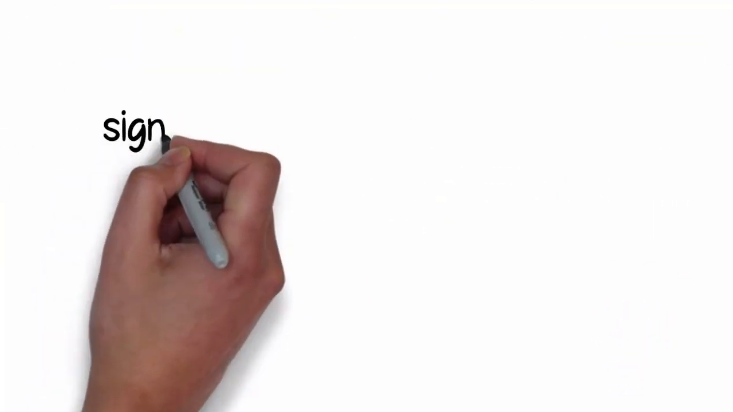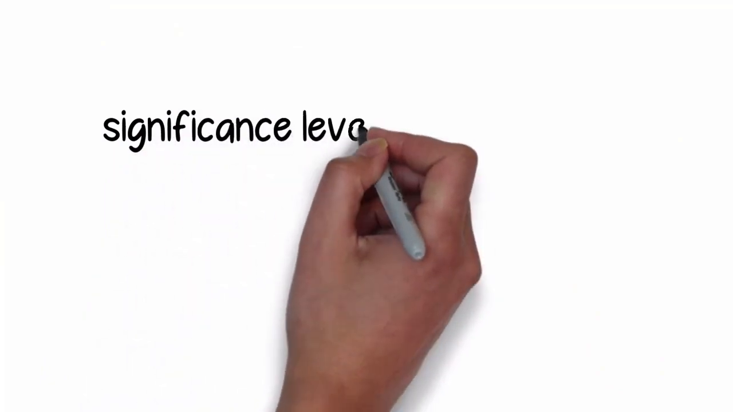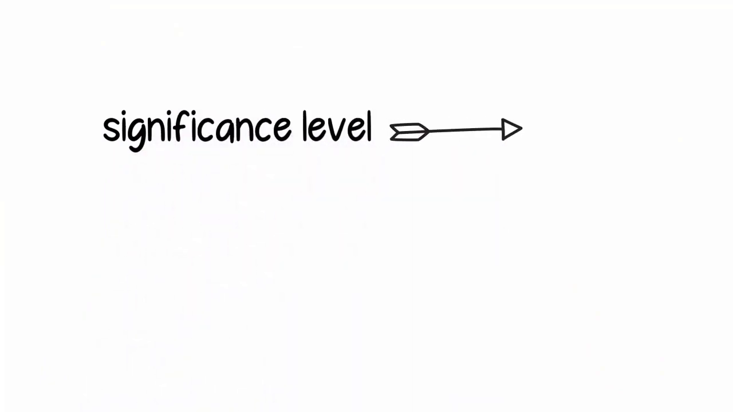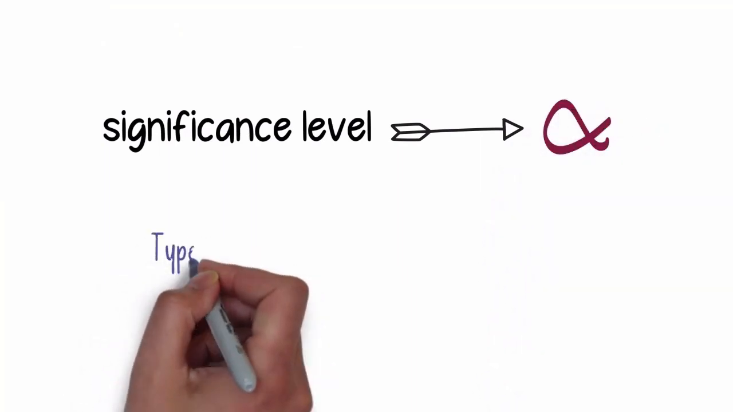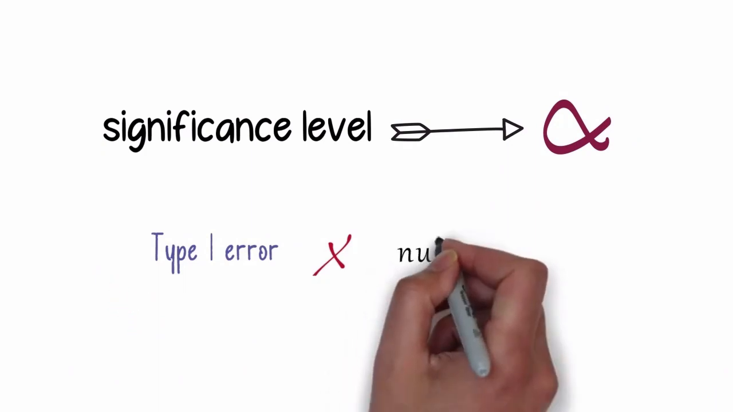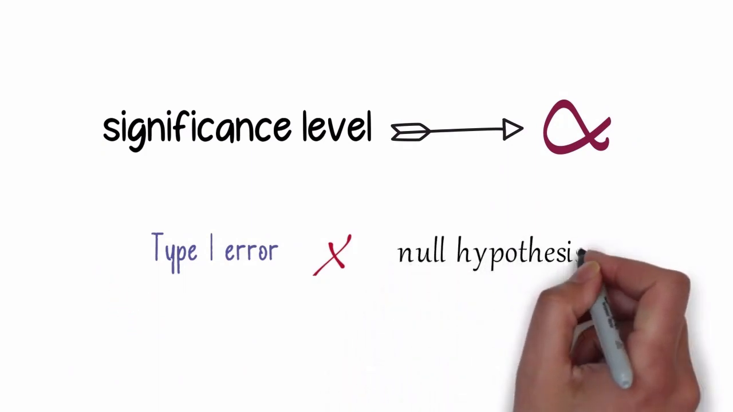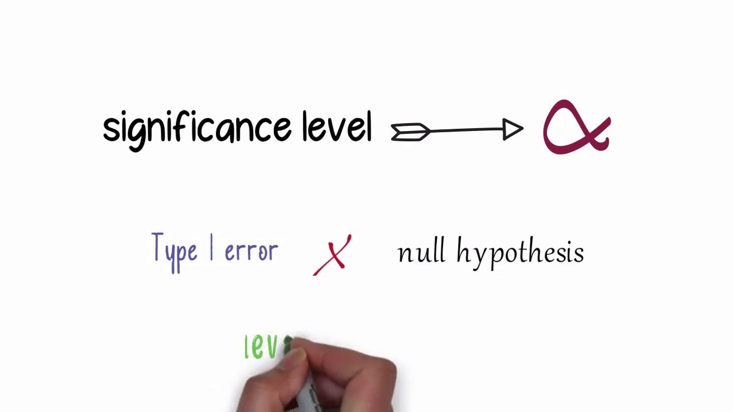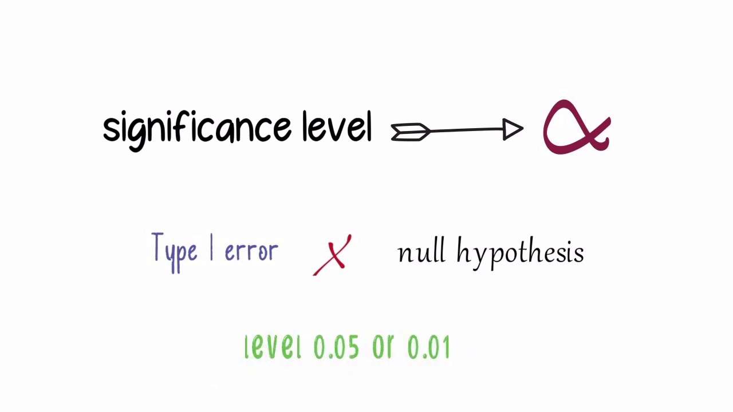To determine whether the null hypothesis should be rejected, we set a significance level, often denoted as alpha. This level represents the probability of making a type 1 error, which is rejecting the null hypothesis when it is actually true. Commonly used significance levels are 0.5 or 0.1.